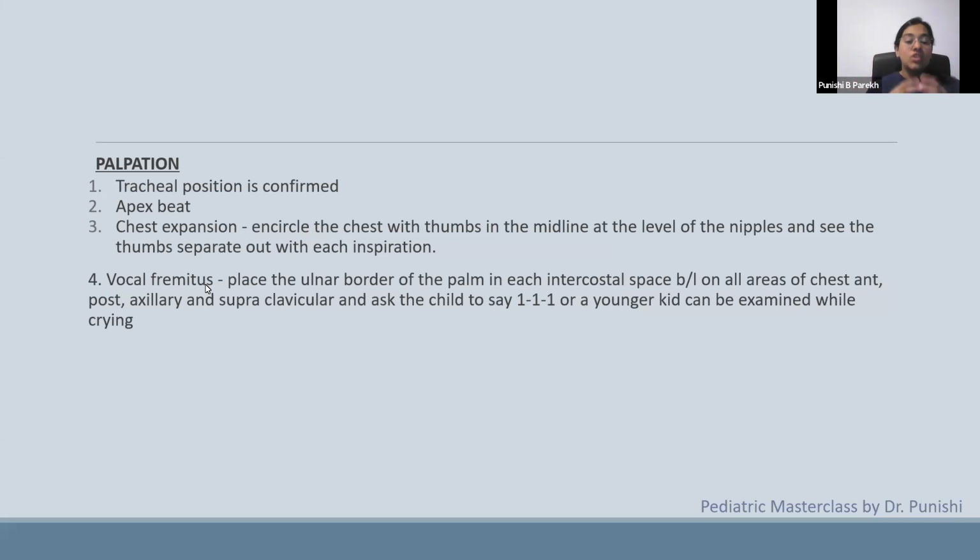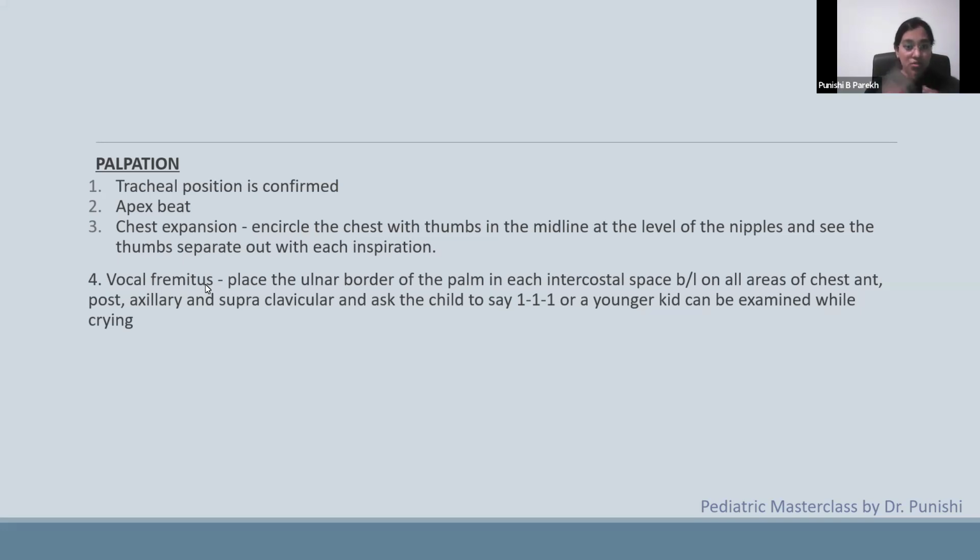So how do you do that? So you encircle the chest with the thumb in the midline at the level of the nipple. Your thumb is right in the center at the level of the nipple, and with your hands you encircle the chest and you see how your thumb is separating with each inspiration. Normally there should be equal movement on both sides, and your thumbs should go out and approximate back with inspiration and expiration respectively. If one particular side is moving less than the other, then that side is having less movement, and probably that is the side of etiology.